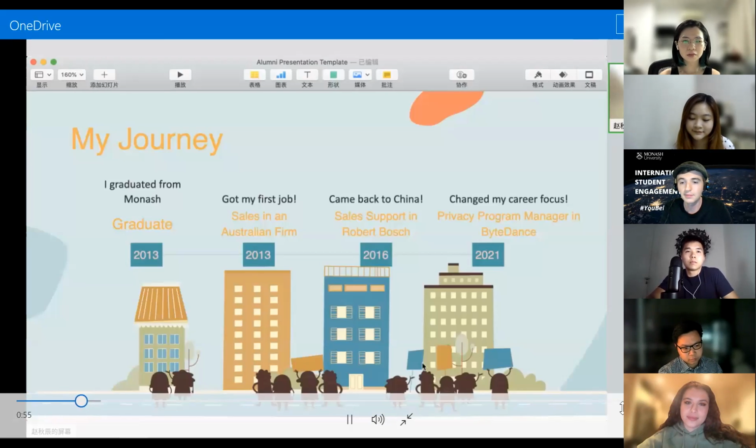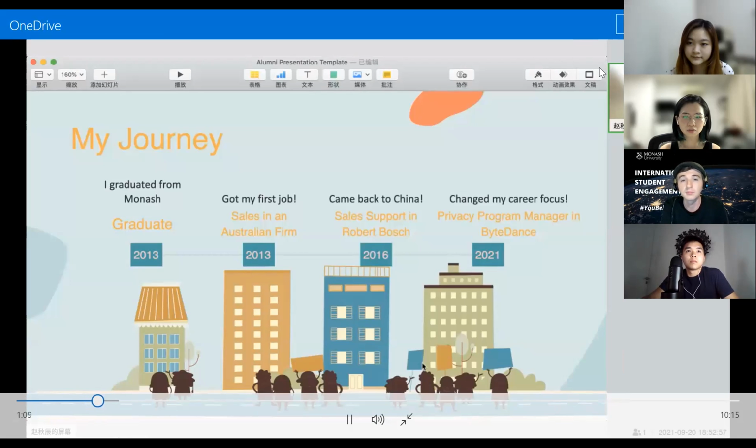Once I graduated, my first job was as a salesperson in an Australian firm, where I did regional sales, or you could call it key account manager. Then in 2016, three years later, I moved back to China and started working as a sales support person at Robert Bosch Automotive. Those are the times I was working in sales. From there onwards, I started switching my focus to become more of a program manager, to an area where I am now.